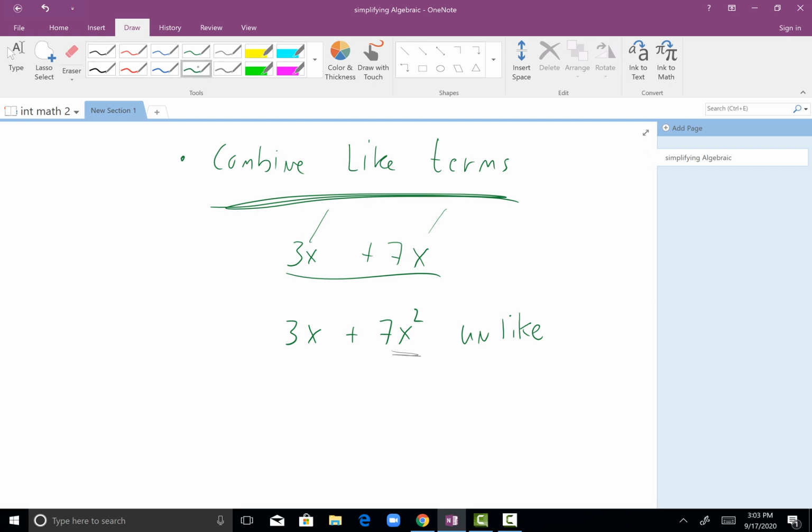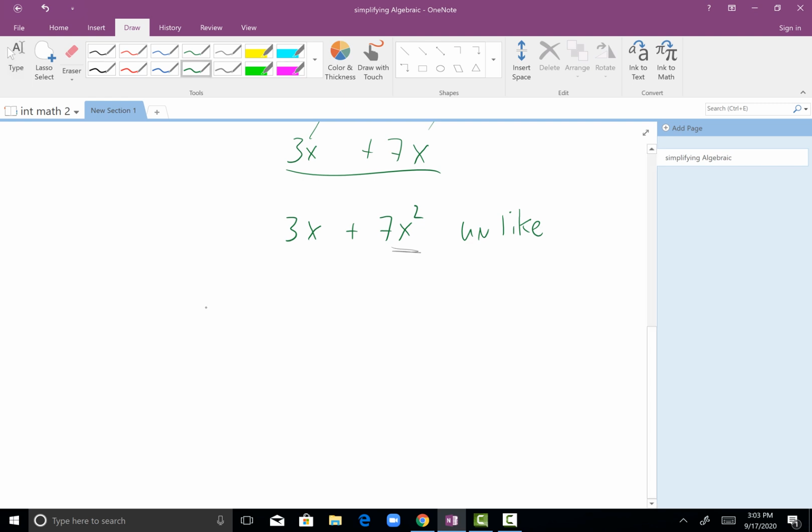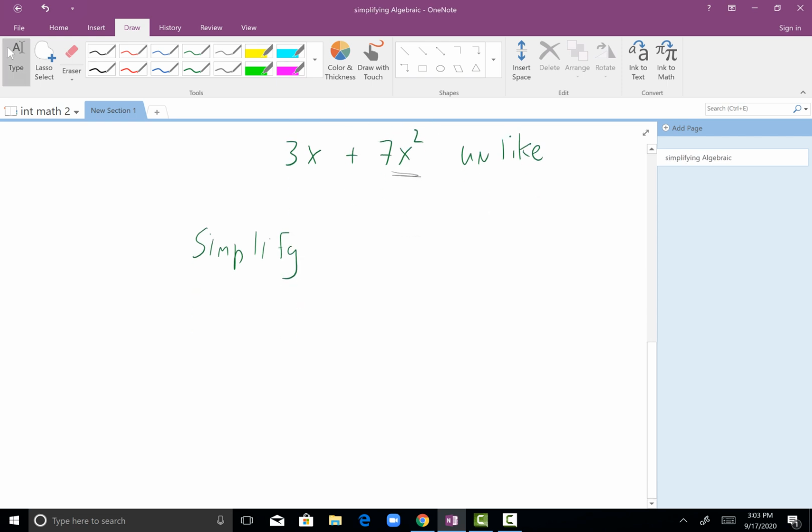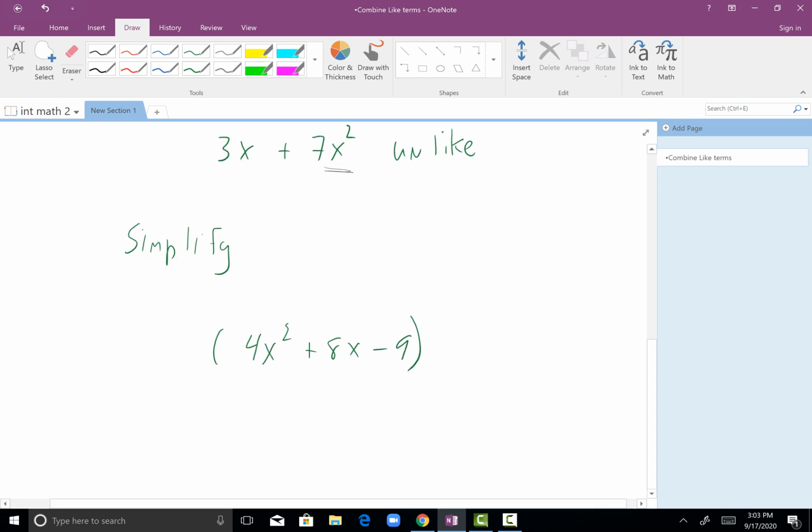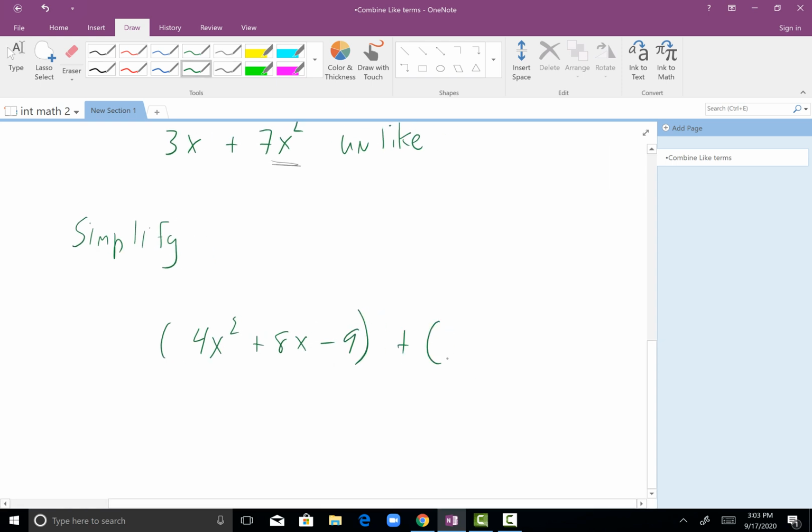So let's do some examples, right? Basically, you're going to be asked to simplify. This is about as algebraic as it gets, boys and girls. All right, here we go. So here's what it's going to look like. Let's go with a 4x squared plus a 8x minus a 9. And we're going to add to that. We're separating these algebraic expressions in parentheses just so that's easy for us to deal with. All right, so it's going to look like this.